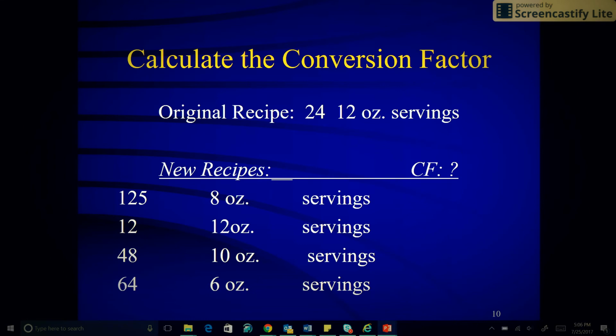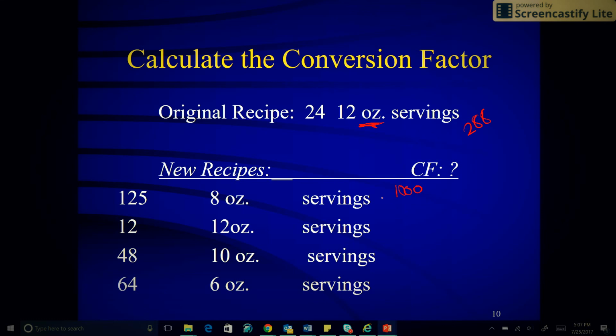So let's go ahead and take a look at some of these examples. We have an original recipe that feeds 24 people, 12-ounce serving. So if we take 24 and we multiply by 12, we get 288 ounces. Okay, I know it's ounces because I'm just using this same unit. Now we need to feed 125 people 8 ounces. So they're getting a little smaller portion, but we're feeding many more people. So we're going to take 125 and multiply by 8. That's going to be 1,000. Okay, we need 1,000 ounces in order to get our new recipe.